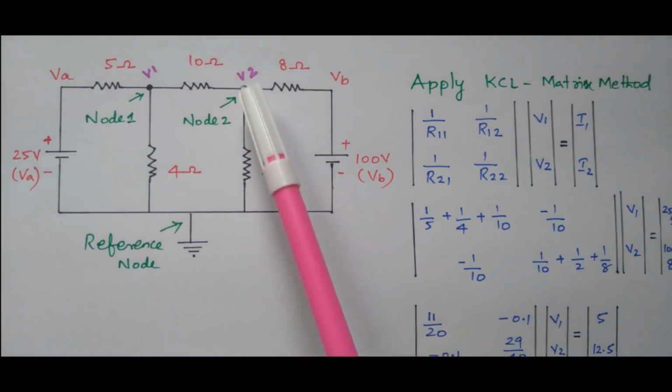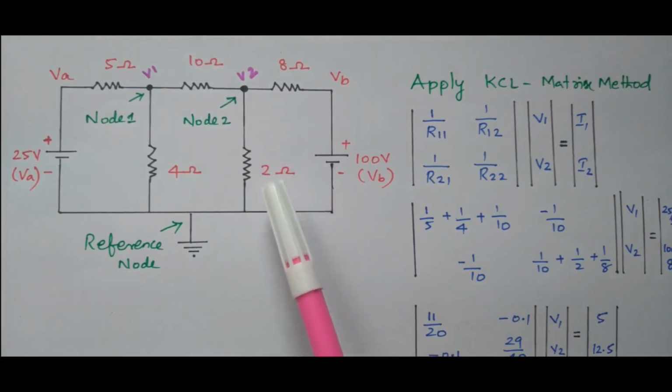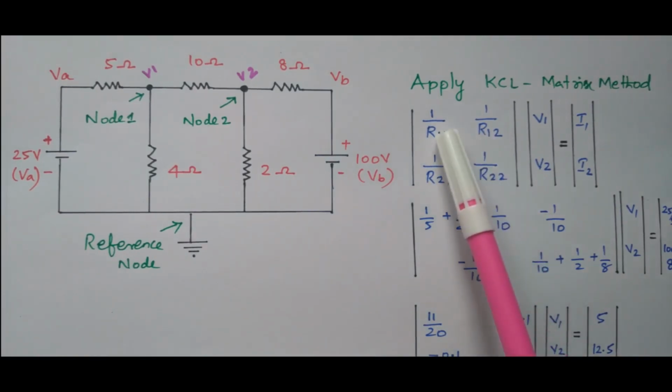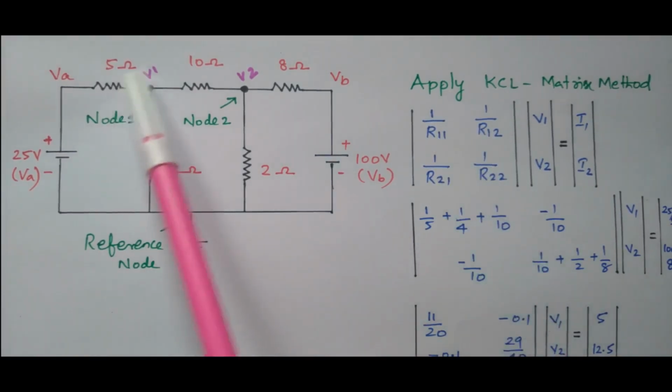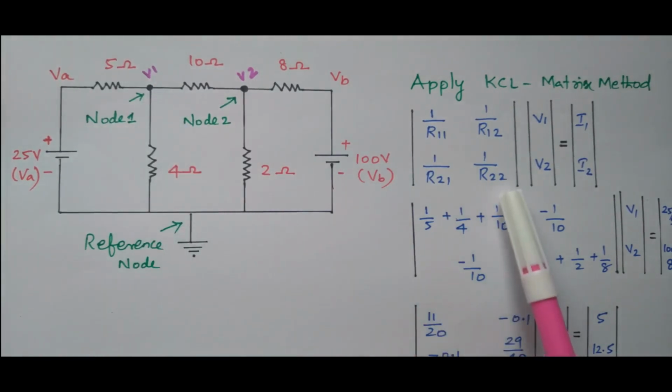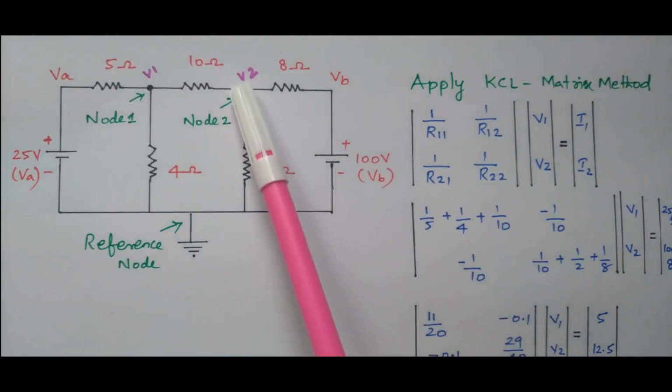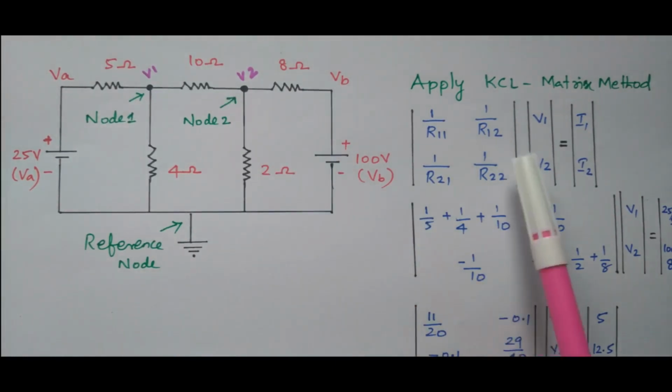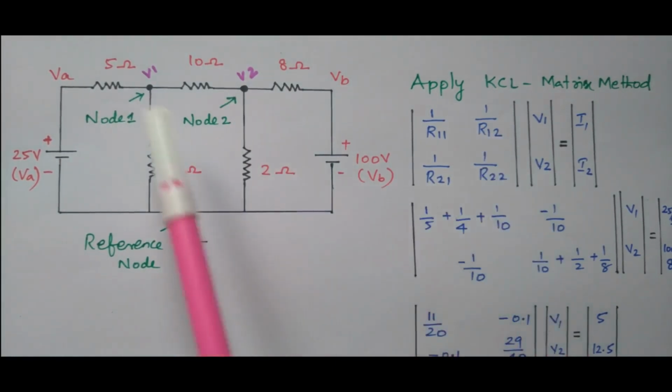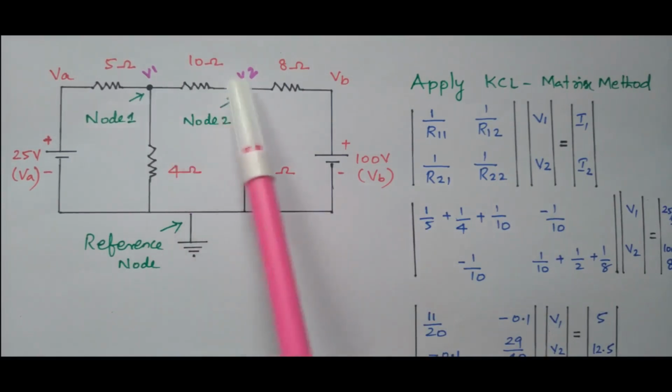What is R22? That is nothing but the resistors connected at the second node. What are the resistors connected? 10 ohm, 2 ohm and 8 ohm. So 1 divided by 10 plus 1 divided by 2 plus 1 divided by 8. Now we framed the resistance matrix. R11 is the resistors available in node 1, these three. R22 is the resistors available in the second node, these three. R21 or R12 is nothing but the resistor connected between 1 and 2, that is this 10 ohm.